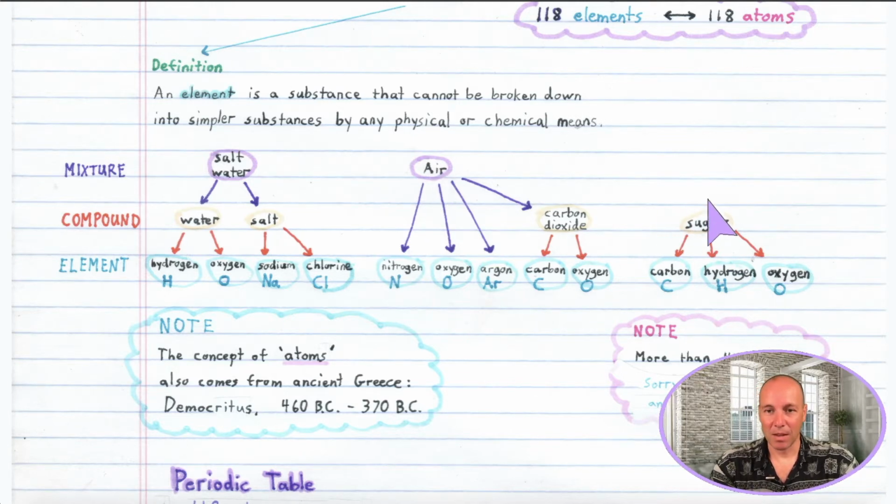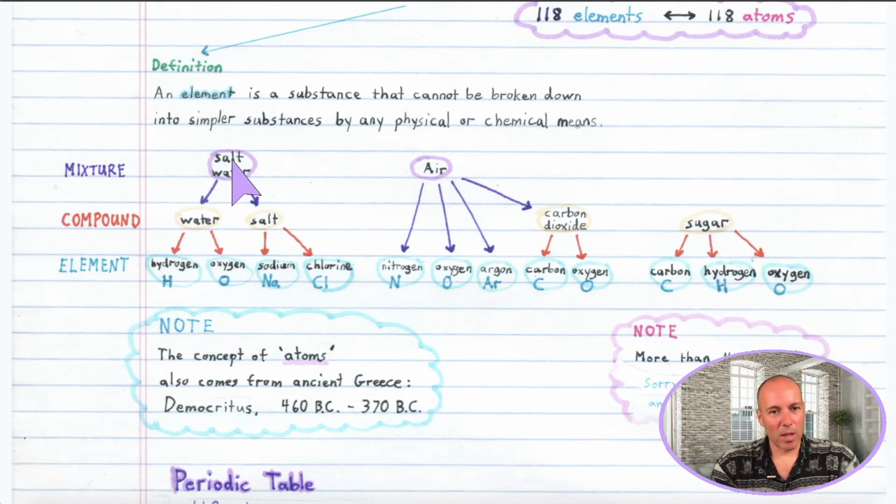Now, if you take a third example, like table sugar, such as can be extracted from sugarcane or beets. So if you get a hold of some table sugar, this is already a pure substance. And although it's difficult to do, you can break down sugar into carbon, hydrogen, and oxygen.